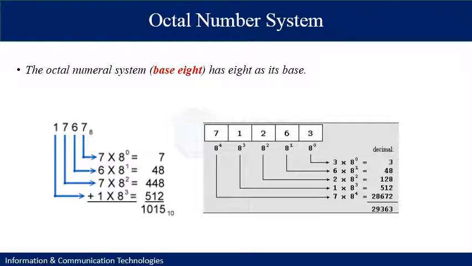The octal number system has the base 8 and the highest possible digit will be 7, and the lowest possible digit will be 0, and we have range from 0 to 7.